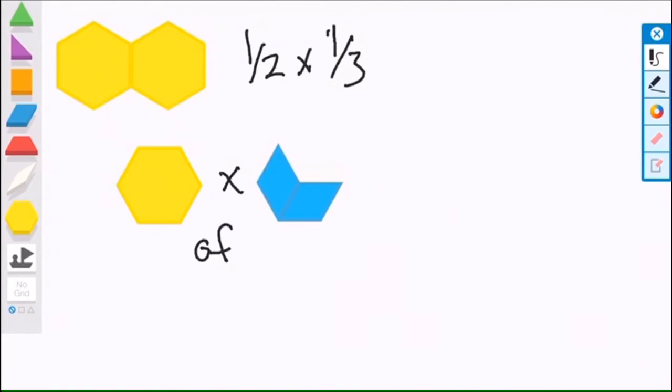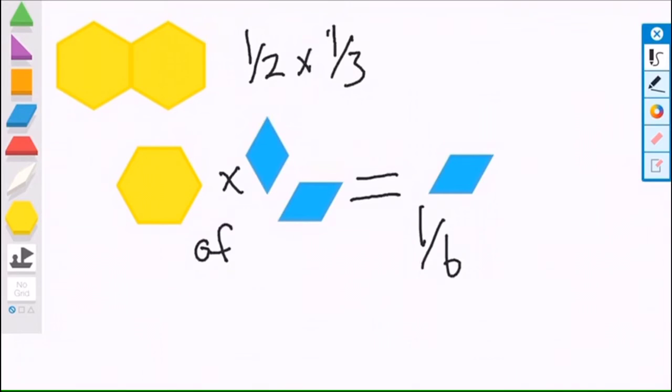So what we want to do is find some way to split our 2 rhombi into 2 equal halves. So let's go ahead and separate them. And luckily, we don't have to do much else because we already have 2 perfect equal halves. So that gives us a final answer of 1 rhombus, or in fractions, 1/6.